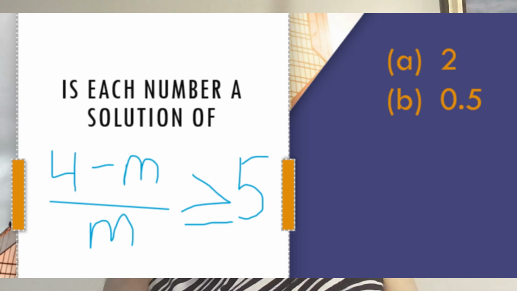And we have (4 minus m) over m is greater than or equal to 5. And we're asked, are 2 and 0.5 solutions of the inequality? So we're going to use the first part that we talked about. We're going to evaluate to see if our inequality holds to be true. If it is true, then it is a solution of the inequality.